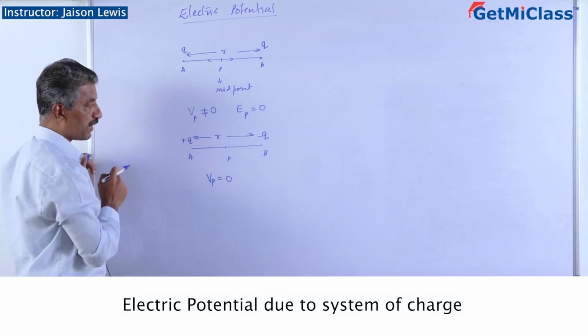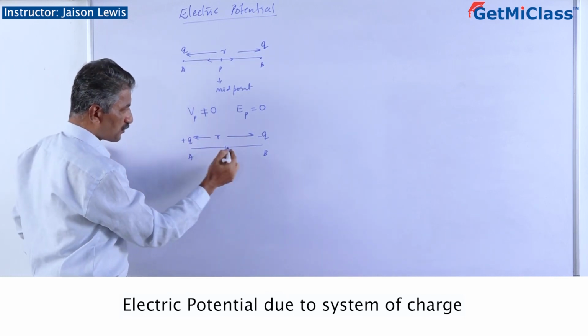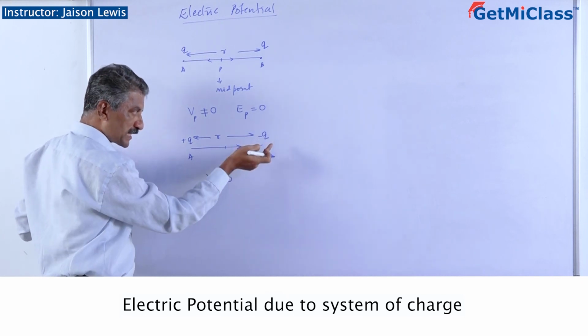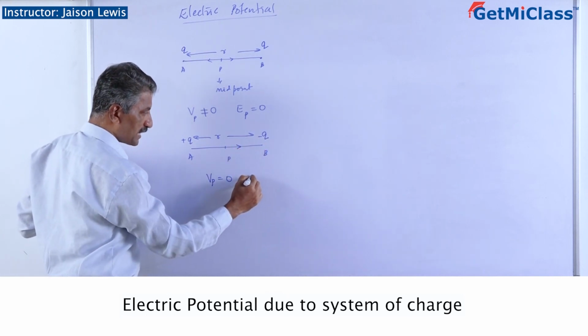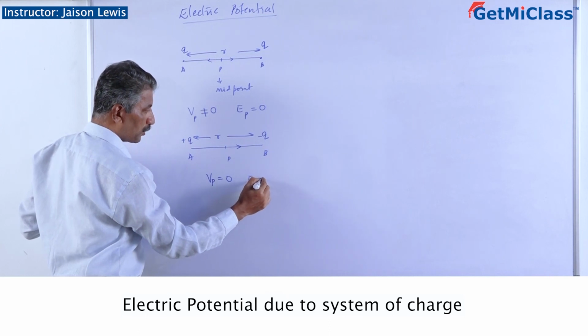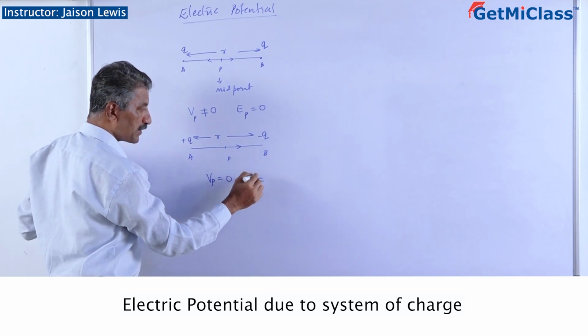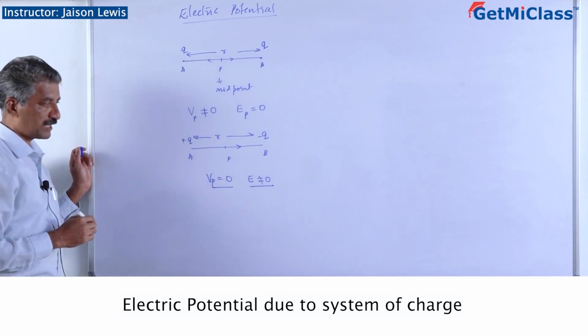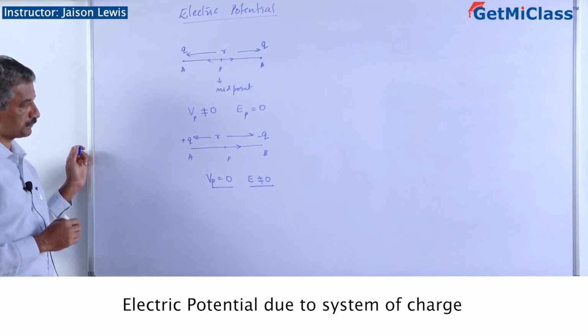But what about the electric field? If I consider the positive charge, the field is to the right side. And because of the negative charge, the field is once again in the same direction, therefore the field is not equal to 0. That means it has some value. Therefore the potential is 0, but the field is not equal to 0.